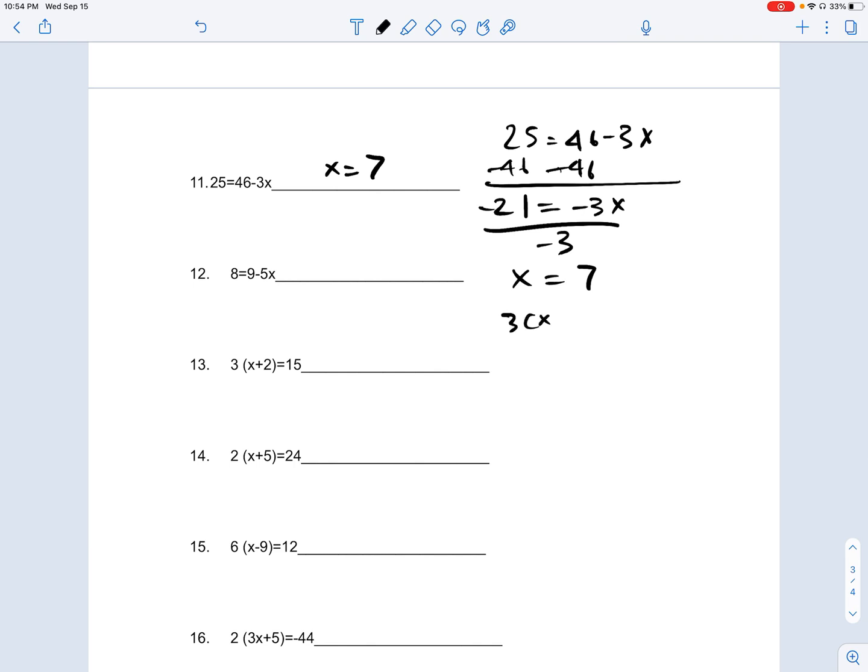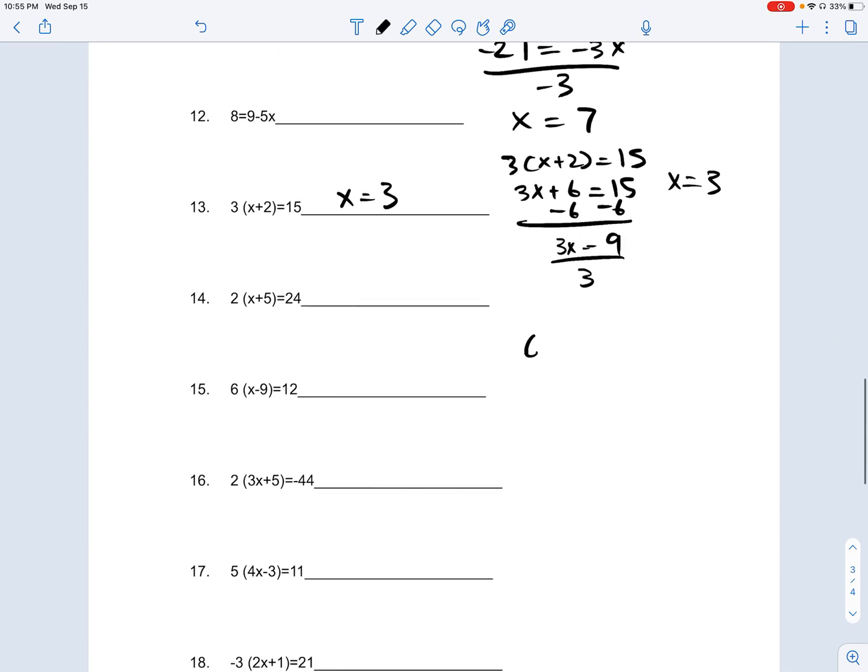Moving on. 3 times x plus 2 is equal to 15. That means that 3x plus 6 is equal to 15. You subtract 6 on both sides and you get 9 is equal to 3x. You divide by 3 on both sides and you get x is equal to 3.